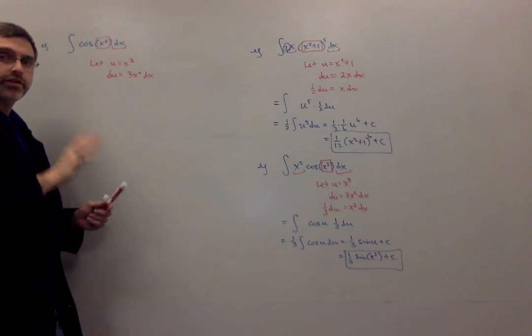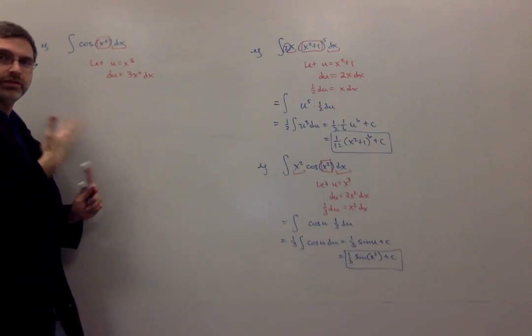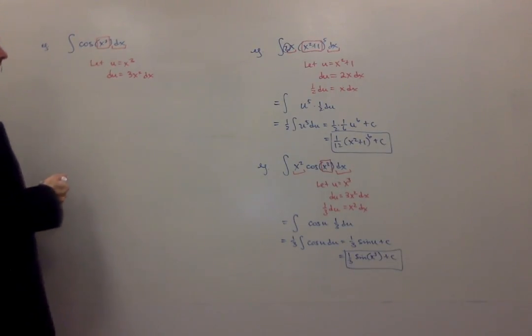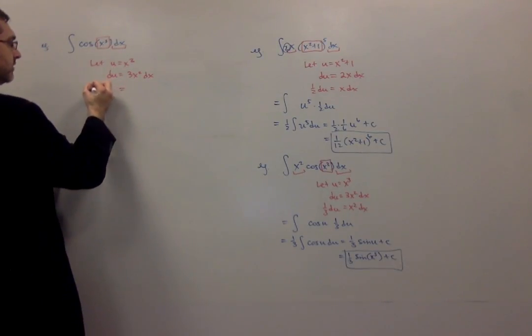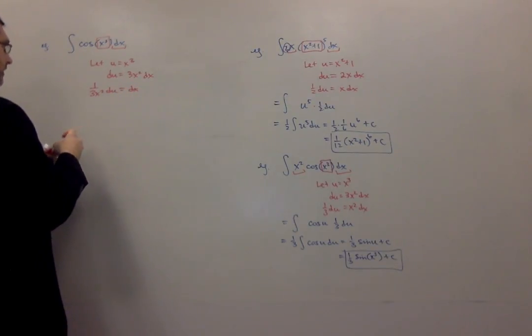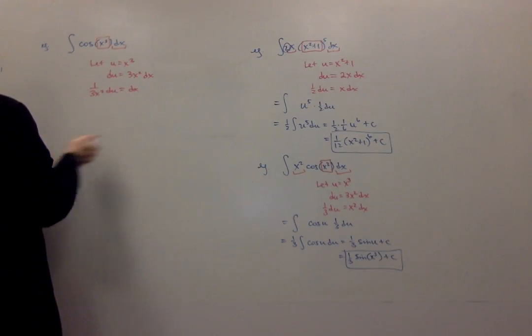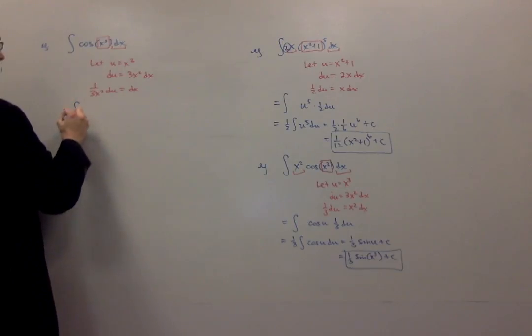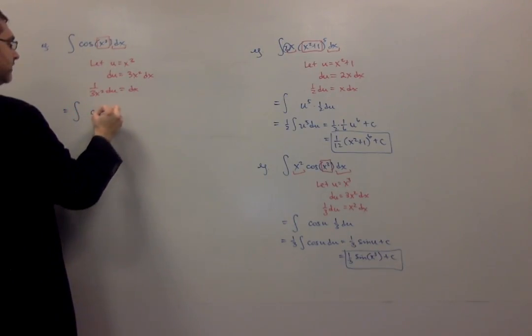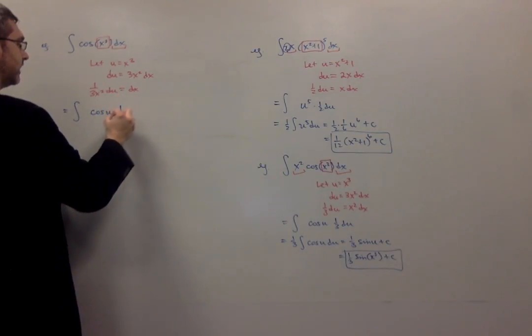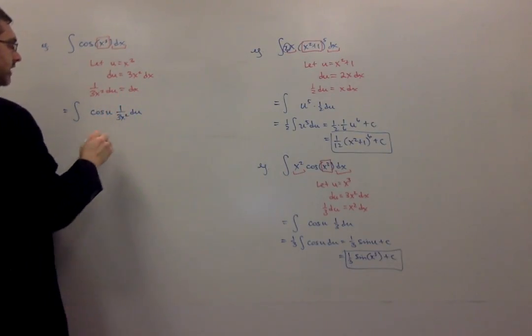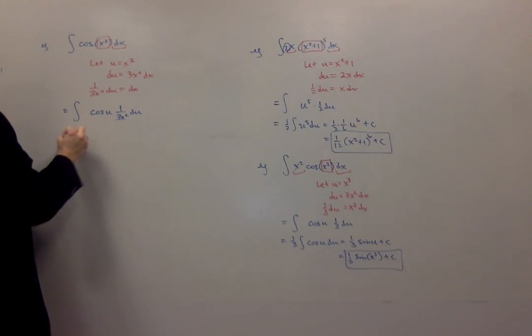The 3 is not a problem, because I can pull constants in and out of the integral. But here's what I think you might be tempted to do. Put the 3x squared over here, and then substitute in. So I've got cosine of u, and dx becomes 1 over 3x squared du. Now the 3 you could pull out.